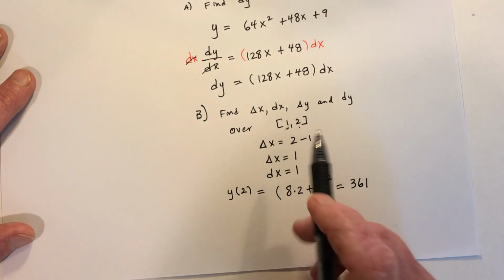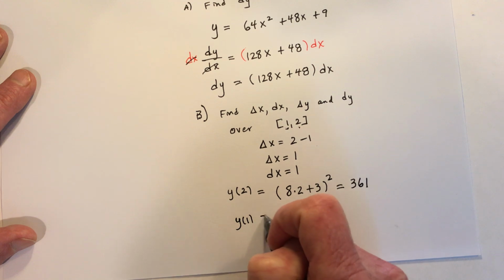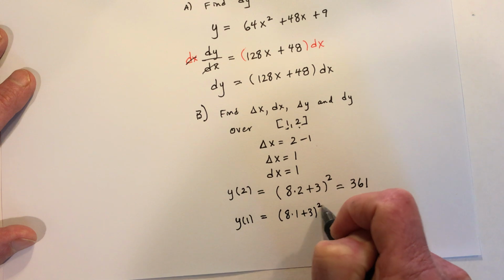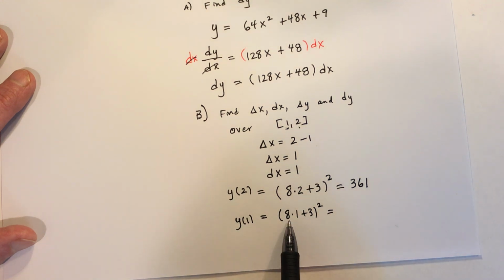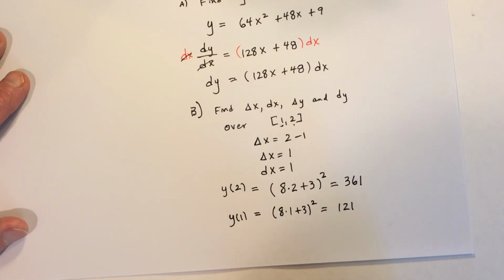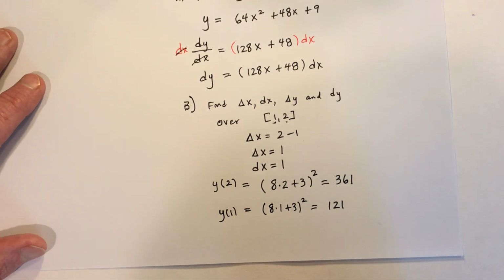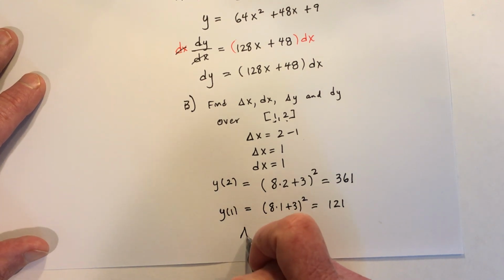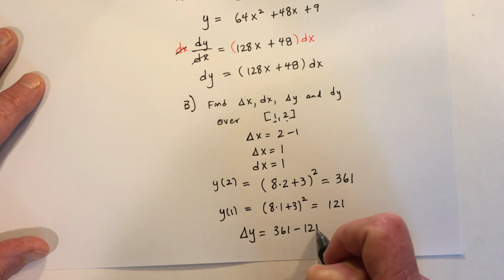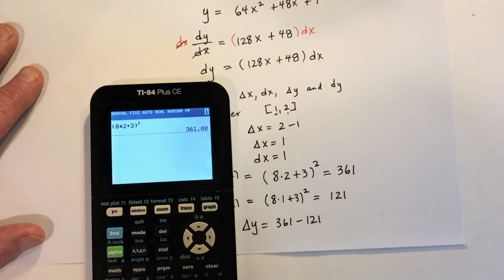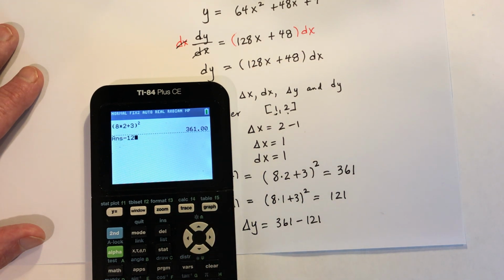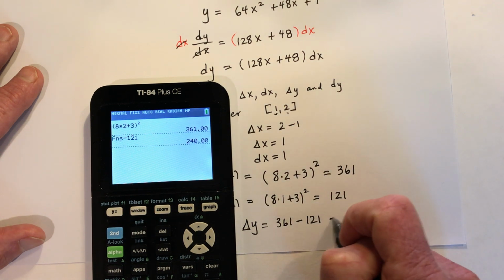Now substitute the 1. So y of 1 will equal (8 times 1 plus 3) squared. So that's going to be 8 plus 3 is 11. 11 squared is 121. So there's the two y values, and now just subtract them. So the delta y is just going to be 361 minus 121. Since I already had the 361, I can just say minus 121. So that's going to be 240.